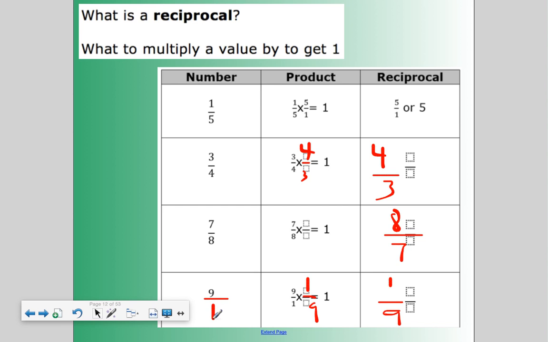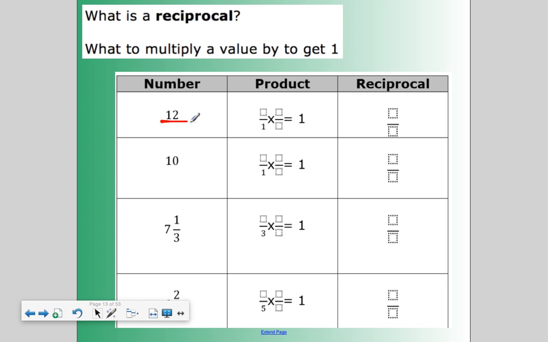9/1, or 9 divided by 1. So the reciprocal is 1/9. What's the reciprocal of 12? Well, 12 can be rewritten as 12/1 in fraction form, so the reciprocal must be 1/12. What is the reciprocal of 10? 1/10.